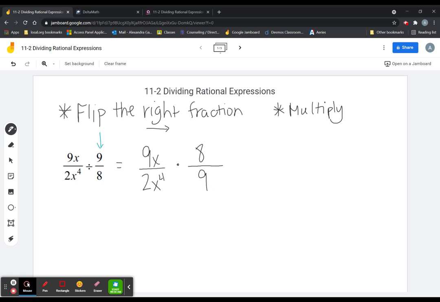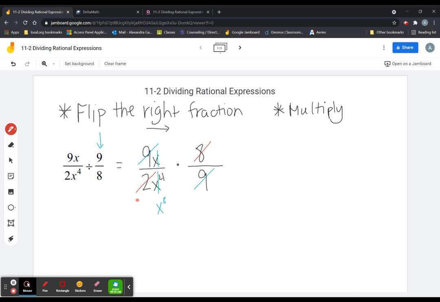After you've flipped your right fraction, you just start canceling away like we were before. 9x cancels with the 9 here. The x cancels with the x to the fourth. I've got 3 x's left over. And then I'm also moving kind of over to the right. So I move from left to right and decide what to cancel.